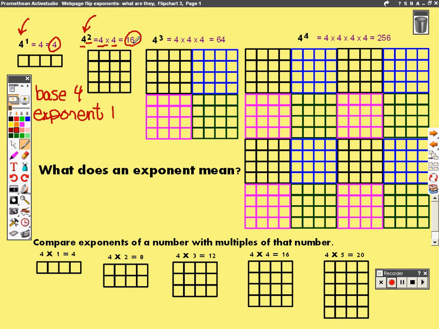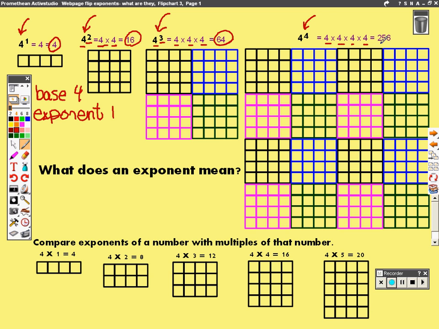Look at the next one then. That is 4 to the third power. The base is 4. The exponent is 3. 4 times 4 times 4, which is 64. And once again, there's a visual representation there. Take a look at the last one that we have here, and that's 4 to the fourth power, or 4 times itself 4 times. 4 times 4 times 4 times 4, and that equals 256.